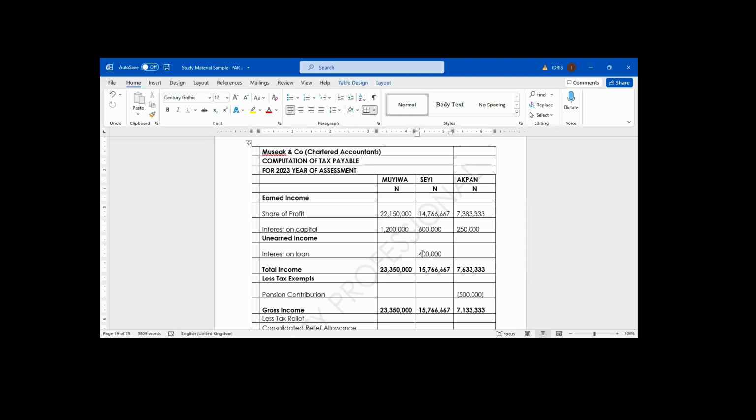At the end of the day, you total the income of the partners together. The total of Muiwa's income is 23 million 350,000. The total of Sheyi's income is 15 million 766,667. The total of Akpan's income is 7 million 633,333.